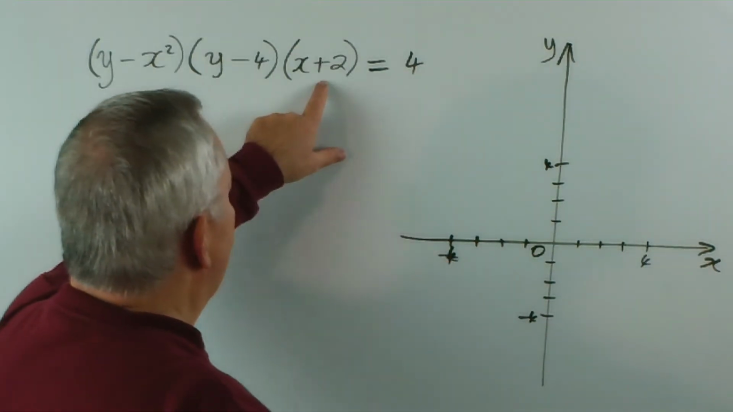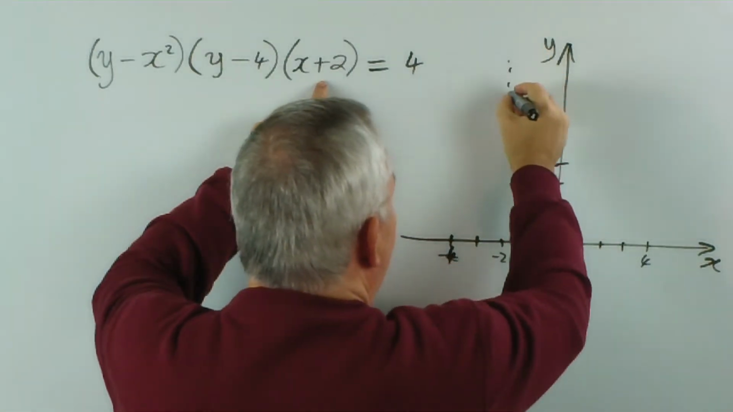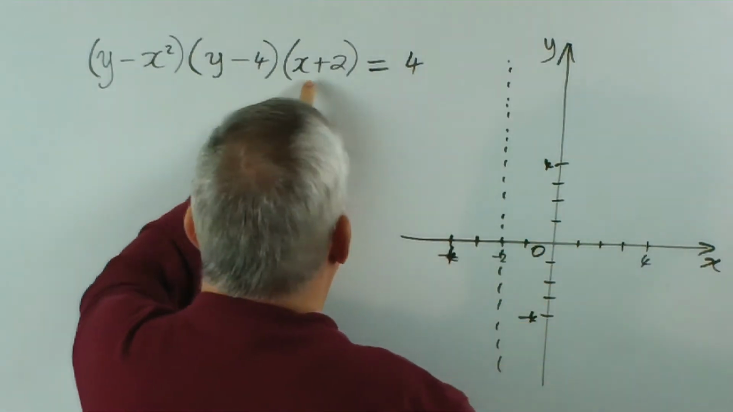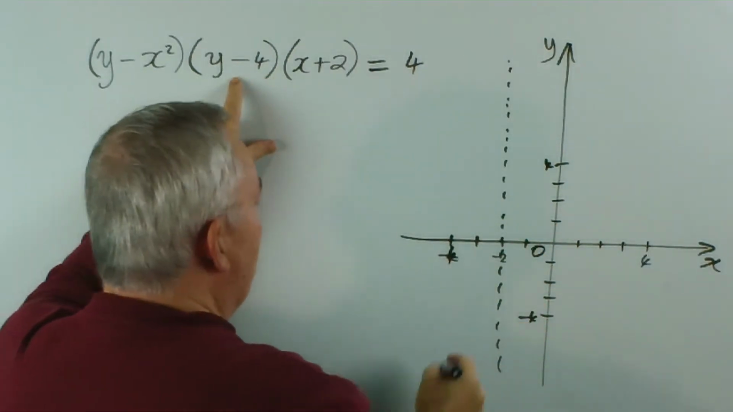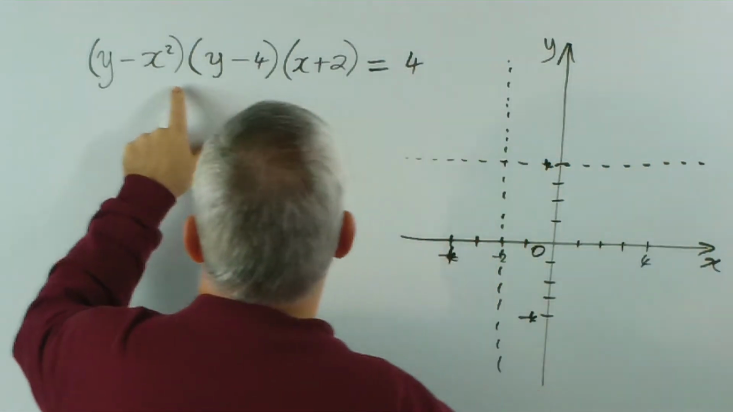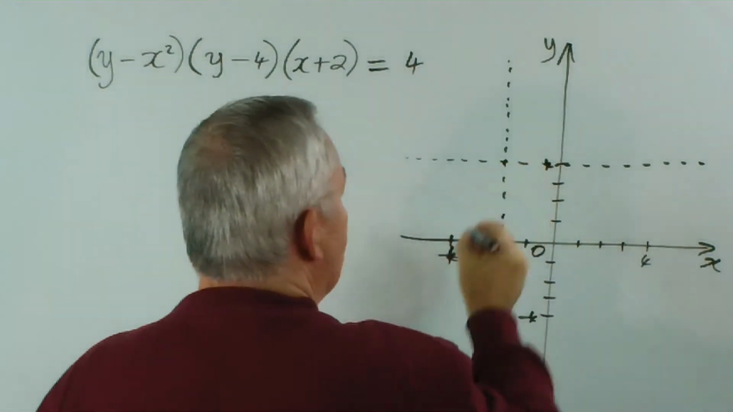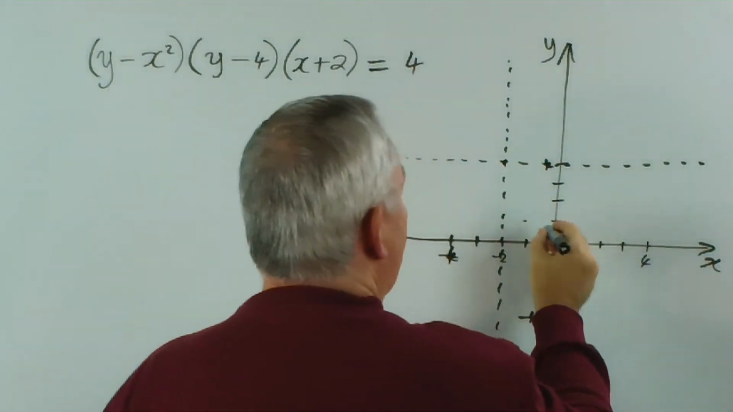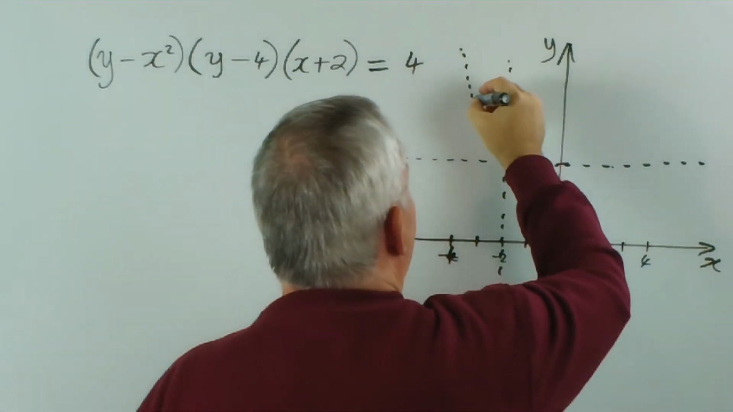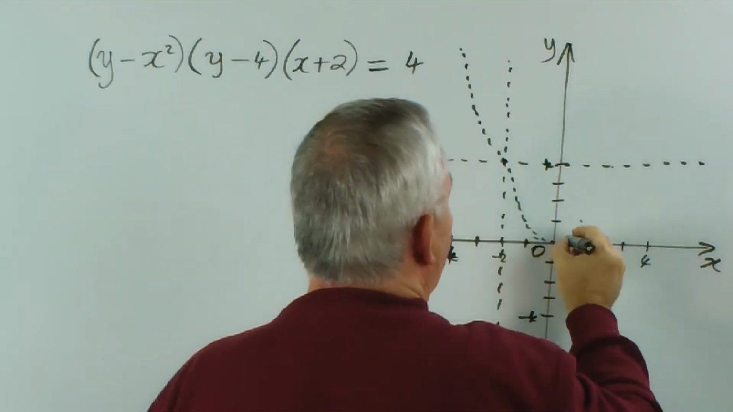Let's do this first. X equals negative 2 will be an asymptote. Y equals plus 4 will be an asymptote. And, oh, I didn't plan this, but y equals x squared is going to go through this point. Well, there we go. Probably just as well. We'll learn something new.